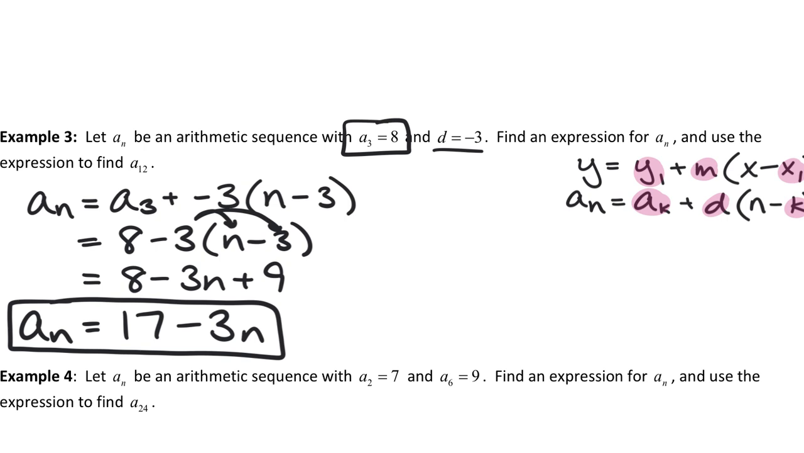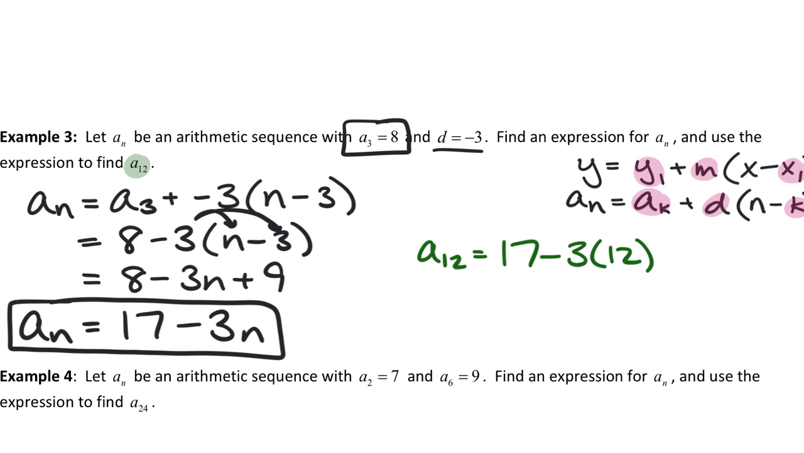It also asks me to find A sub 12. What does A sub 12 ask me to do? Like, what is this asking? Plug in what? 12. Very good. It wants the 12th term in the sequence. So to plug in 12 is to find the 12th term in this sequence.